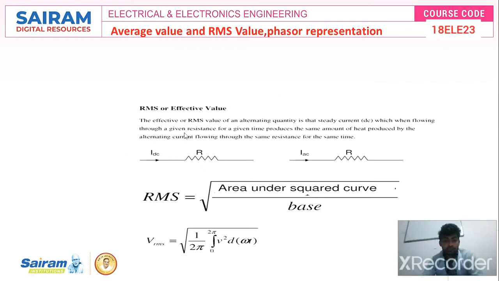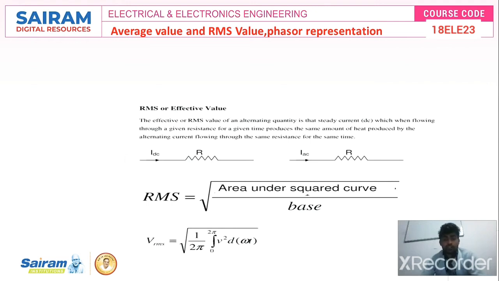See here, there is a resistance present, and DC supply we have given, that is DC current, and this resistance, AC supply we are giving, but the effect will be same for both the resistances, right? So that is called as RMS value, root mean square value.